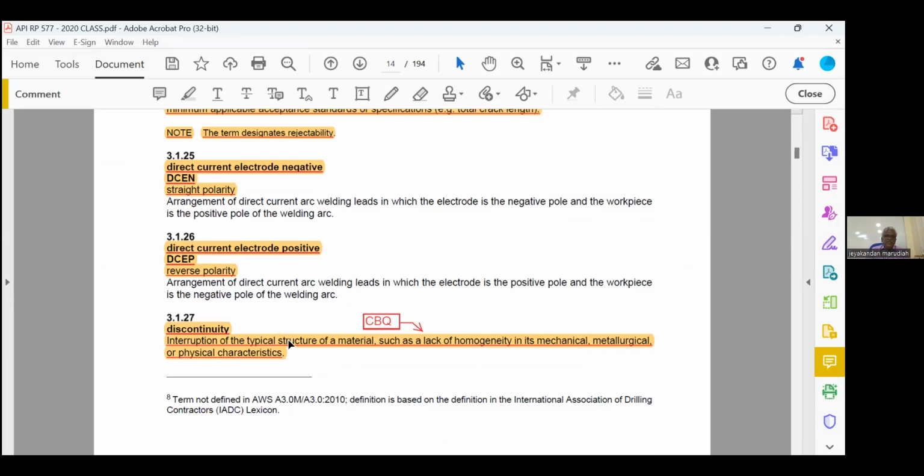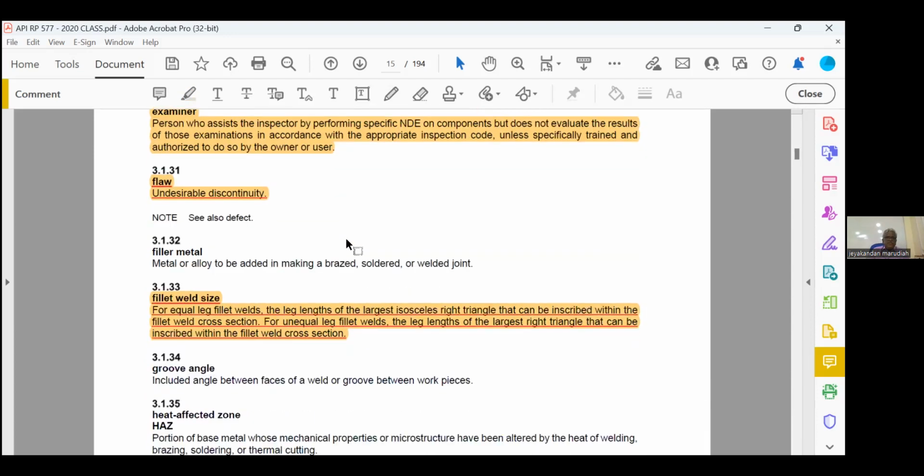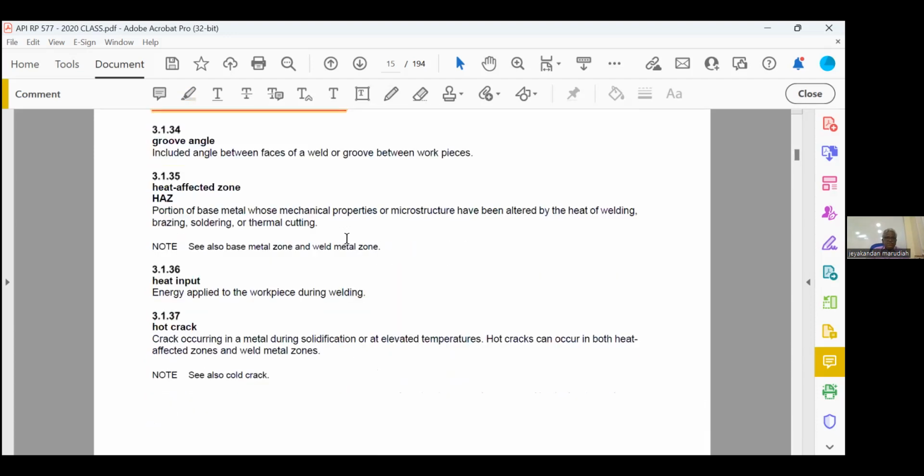Then discontinuity: interruption of the typical structure of the material, such as lack of homogeneity in mechanical, metallurgical or physical characteristics. Close book. And distortion, this is recently asked, open book: change in shape or dimension, whether temporary or permanent, as a result of heating or welding. That is open book. Then these are not important.